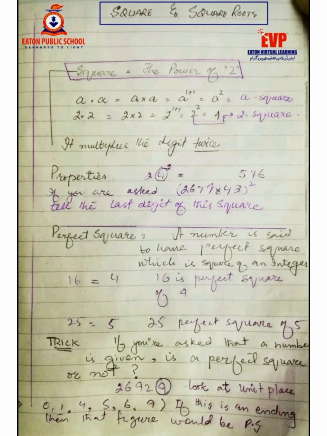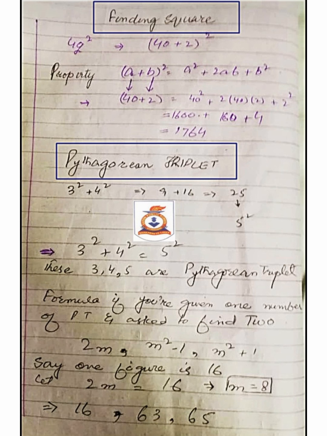So now let's move forward toward the question session, which is finding squares. This is all about examples only. For example, you are given a number, 42, and you are asked to find the square. 42 is somewhat a big number, so we can find the square in a quick way by applying the algebraic formula we discussed earlier in this lecture, (a plus b) whole square.